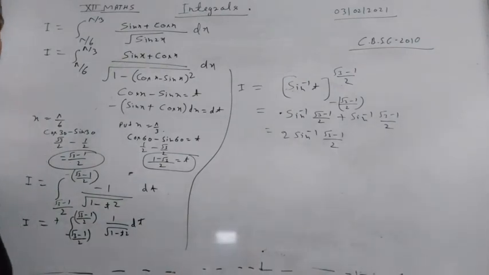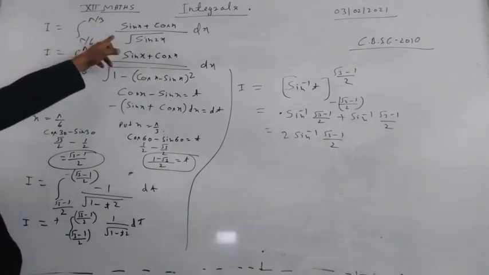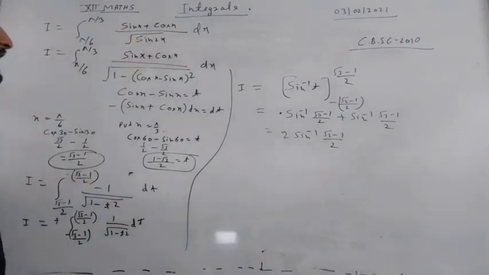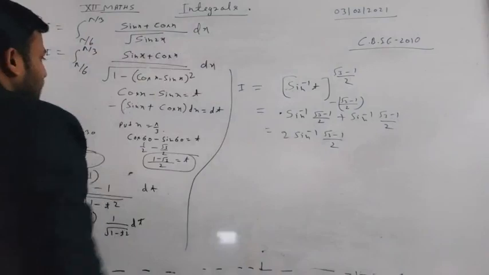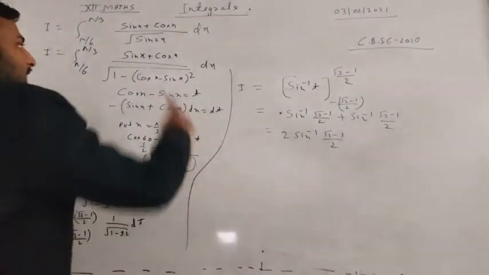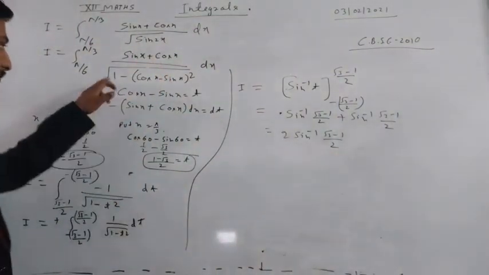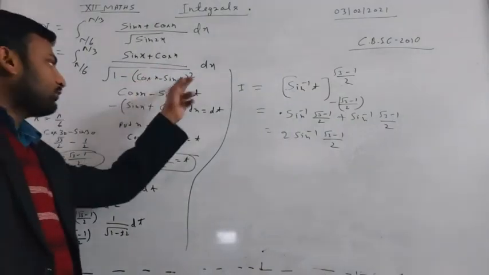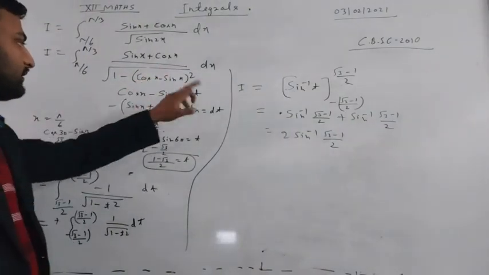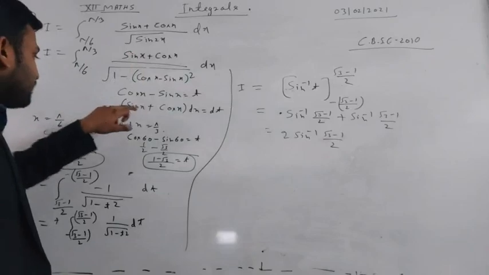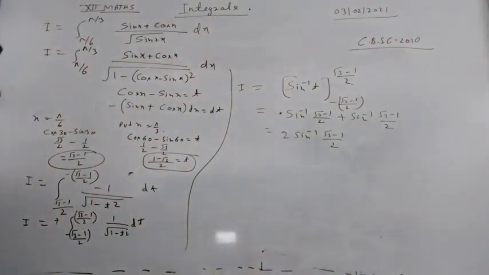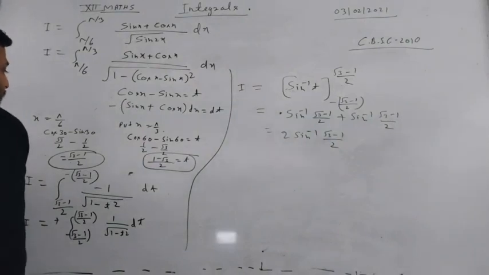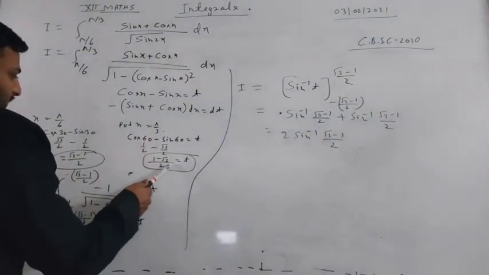I hope you understand, students. Let's see once again. Our I is from pi by 6 to pi by 3 of (sin x plus cos x) by root sin 2x dx. So students, for sin x plus cos x dx, we can write sin 2x as 1 minus (cos x minus sin x) whole square. When we let this be t, we get minus (sin x plus cos x) dx is dt. Okay. Now students, we are changing the limit. When we put x is pi by 3, we are getting t as this.